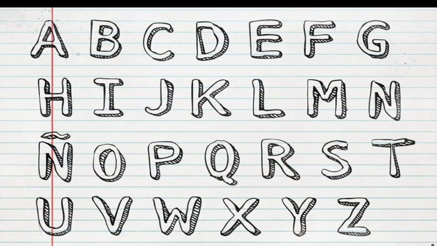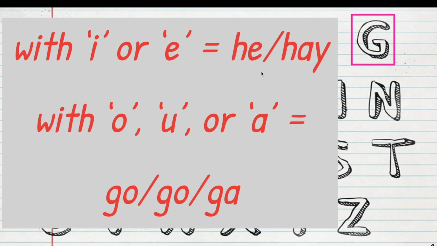Otra es la letra G, y la letra G combinada con la letra I o E hace el sonido de J. Makes the sound cuando está con estas letras, o con la letra O, U o A hace el G. Debe decir gu. Go, gu o ga. So G, when it's with these, and when it's with these.